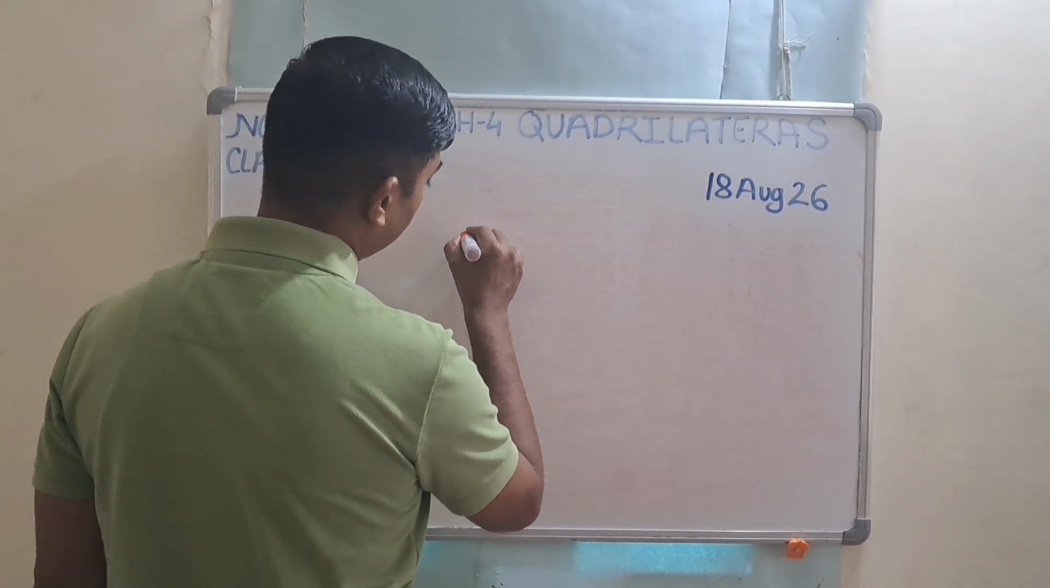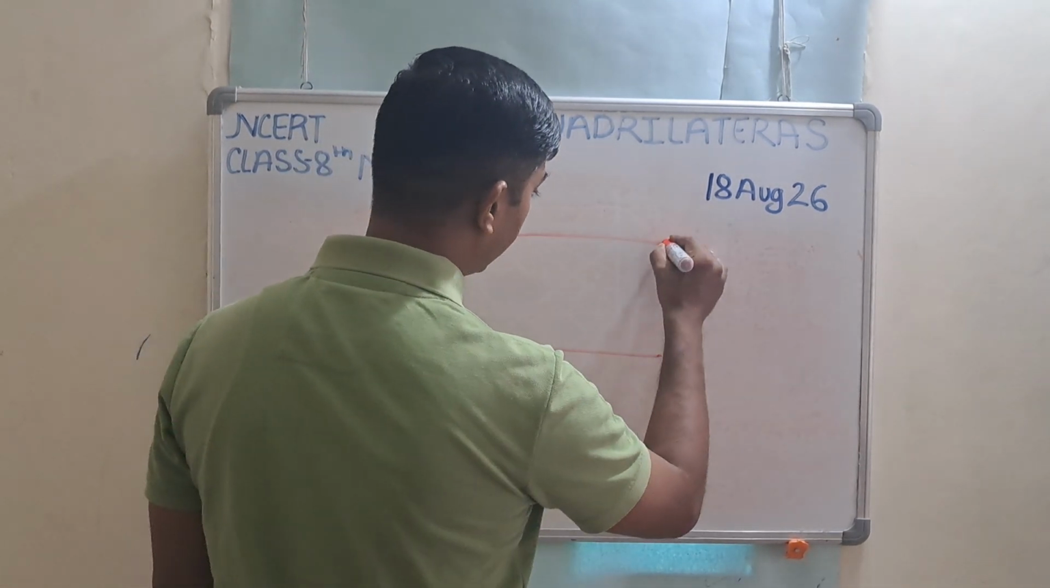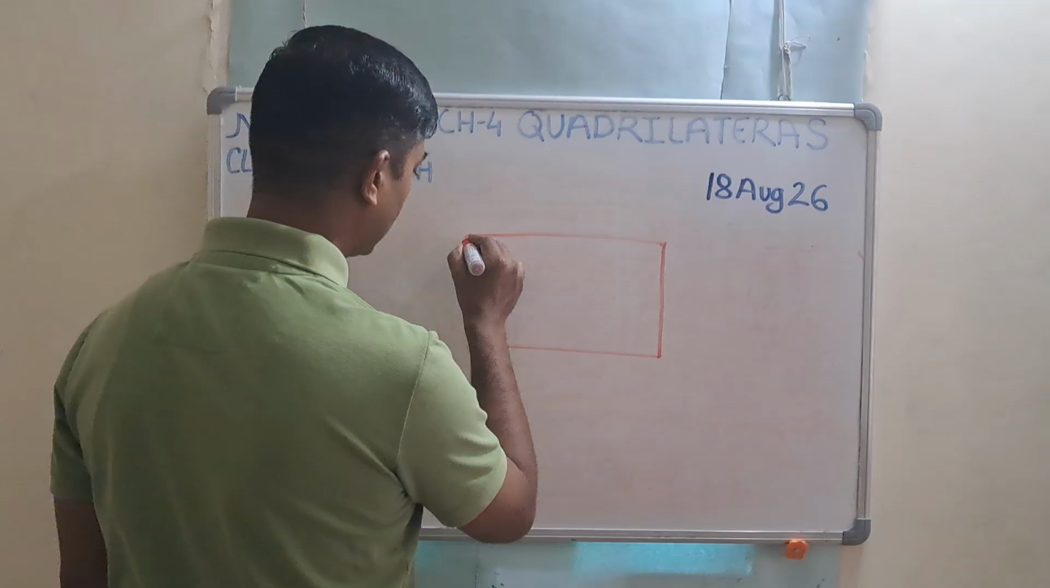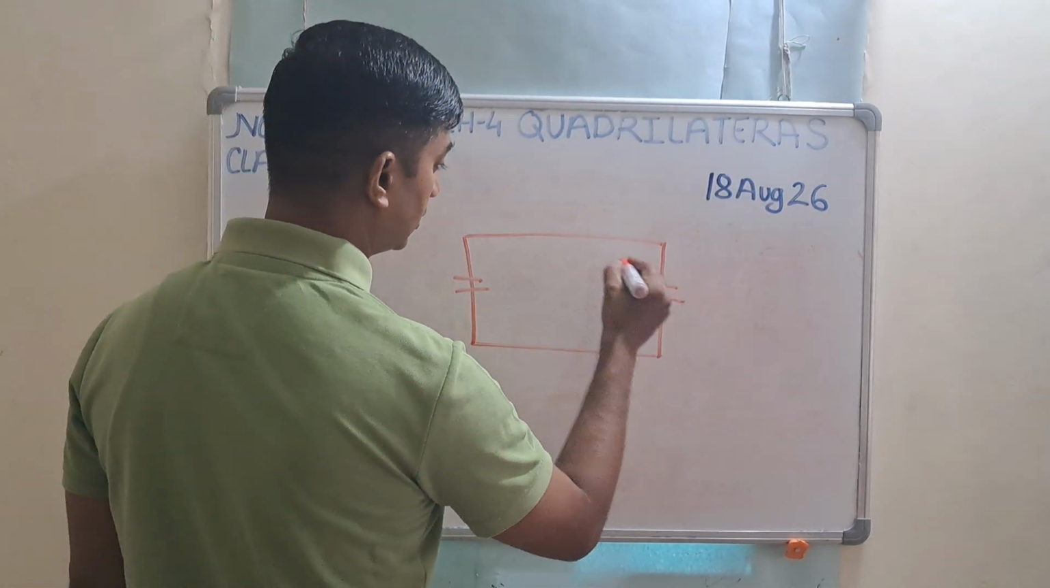Now since we have drawn opposite sides are equal, understood? Opposite sides are equal.